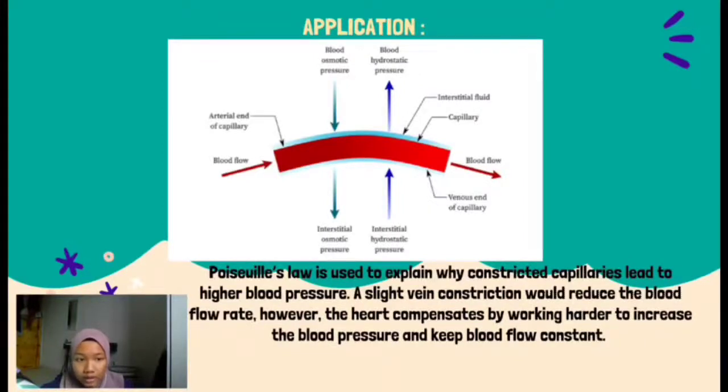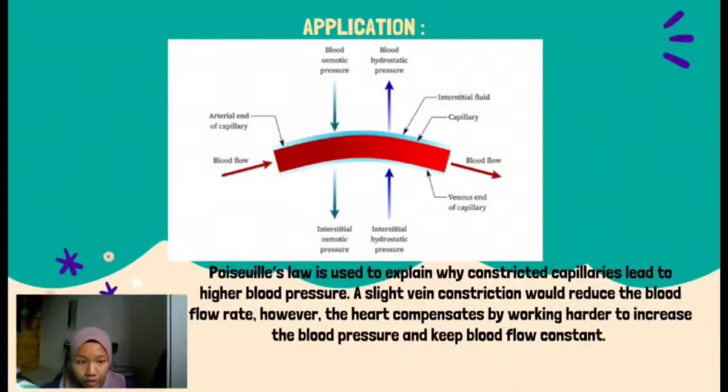The use of Poiseuille's law is normally discussed in terms of hemodynamics, as it explains the effect of blood vessel constriction. However, it applies generally to any area of fluidity. Perhaps the most popular application area where Poiseuille's law is considered is hemodynamics. Because the volumetric flow rate is so sensitive to changes in cross-sectional area, the law is used to explain why constricted capillaries lead to higher blood pressure.